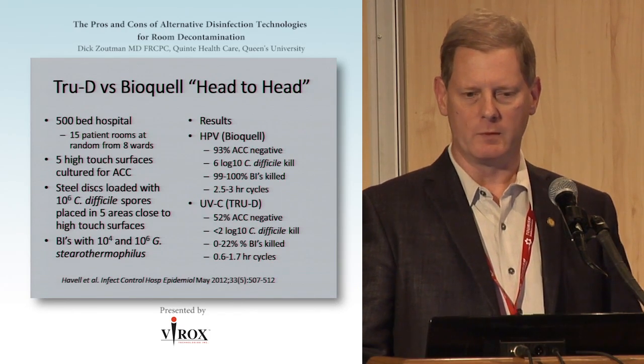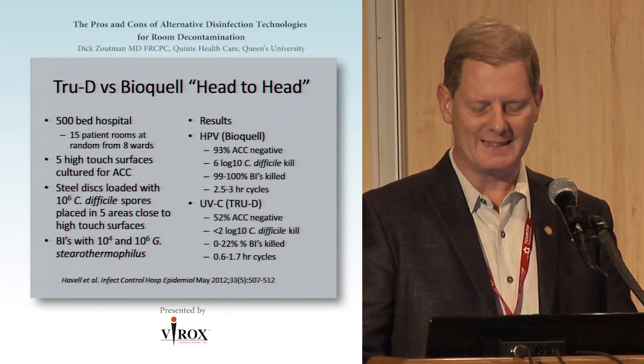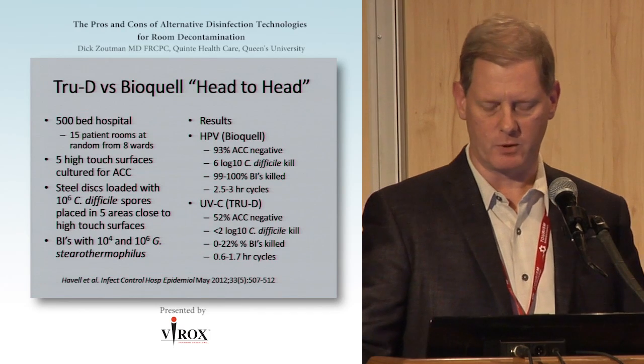And they also went one further. They took biological indicators with 10 to the 4 or 10 to the 6 Geobacillus stearothermophilus, which is sort of the ultimate hard spore former to kill.